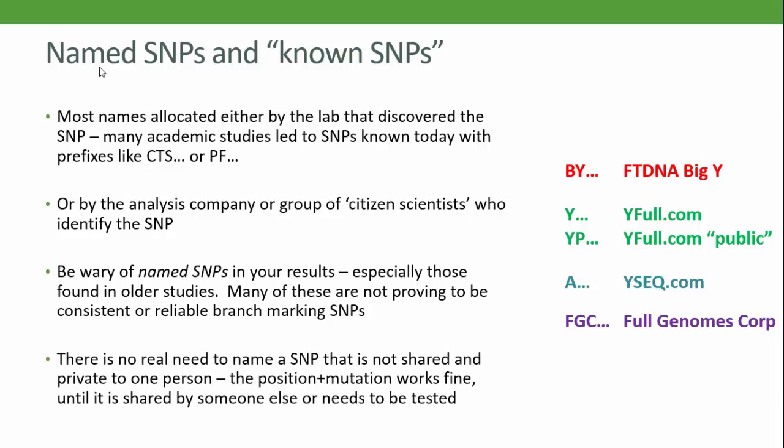And I would argue that oftentimes SNP names are given too quickly. If a SNP is private to one person and not discovered in anybody else, then the coordinate plus mutation pattern works fine, and there's no real need to give a name to this new SNP until someone else is found to share it, or you want to do Sanger testing to confirm its status.